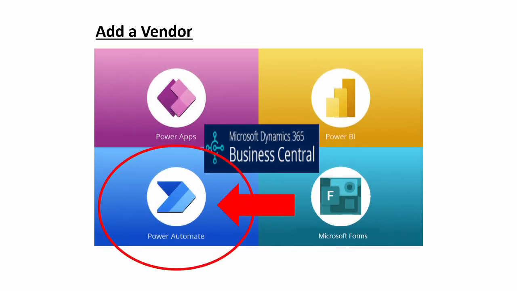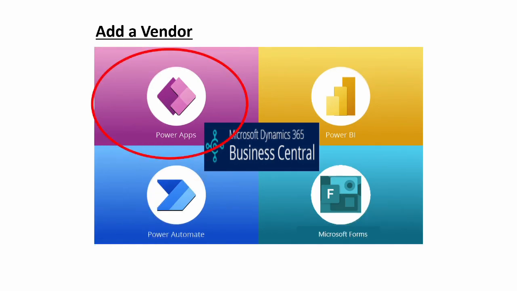We saw how the data is seamlessly transmitted to Power Automate, and we saw how Power Automate can be used to notify someone of a new vendor or a new record, and how to automatically create that record in Business Central. And finally, we saw Power Apps in action and how it can be used to create iPhone, tablet, or browser apps to integrate with Business Central.